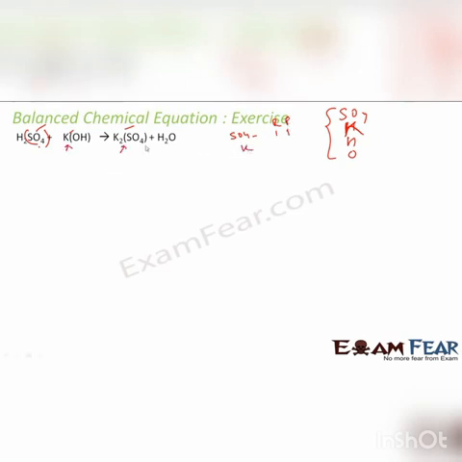Second was the potassium part. There was only one potassium here, there are two potassium here. It is not balanced, right? So let's multiply this one with 2 to balance it. So what you get now is H2SO4 plus 2 KOH gives K2SO4 plus H2O. Correct. Now let's again see the balance.